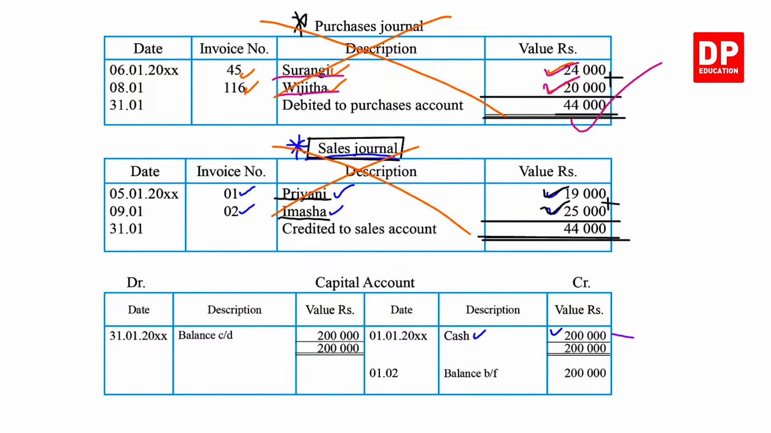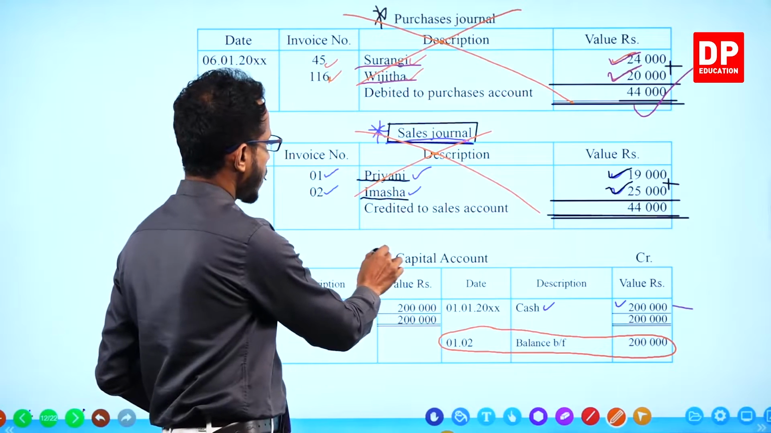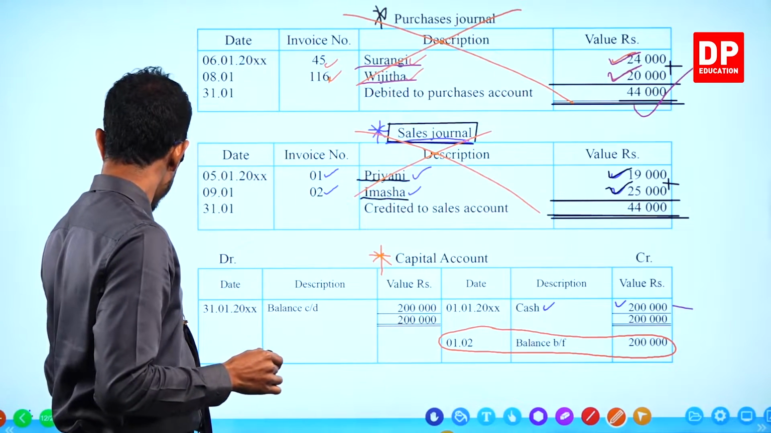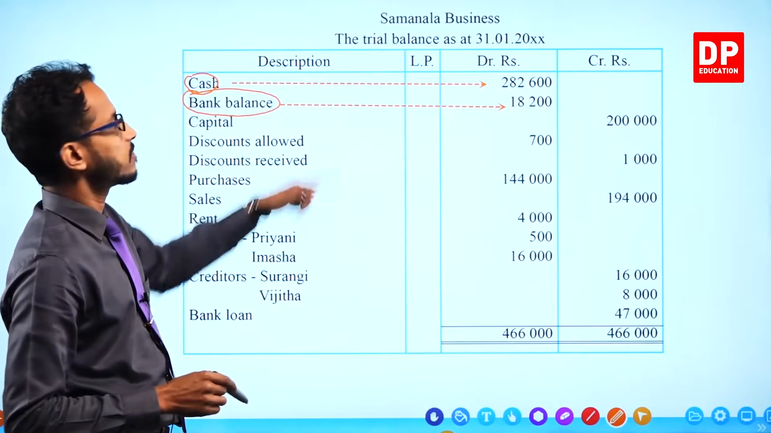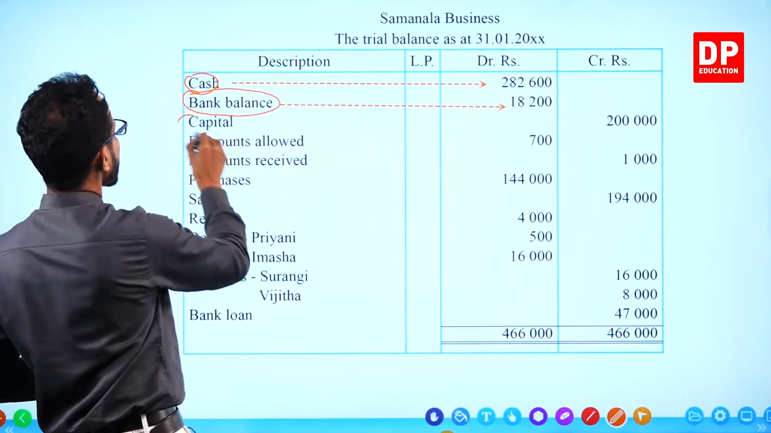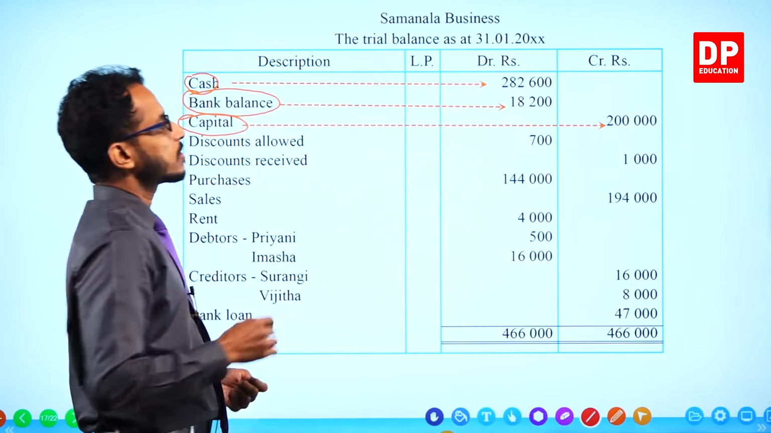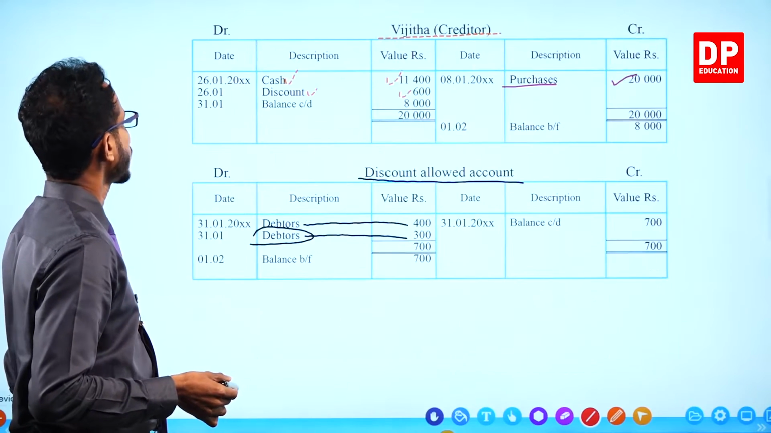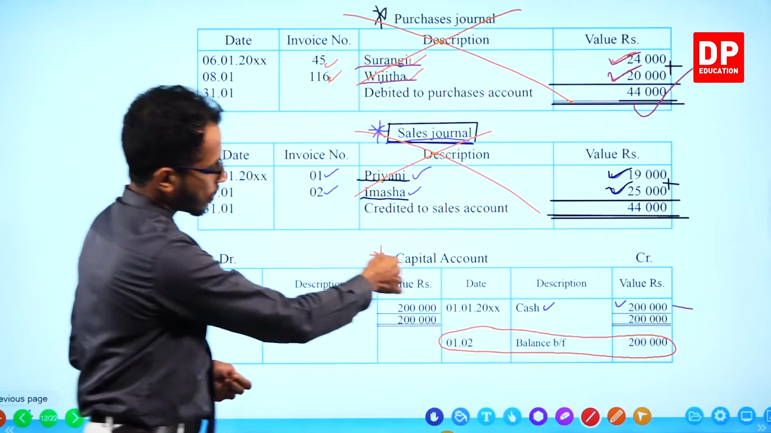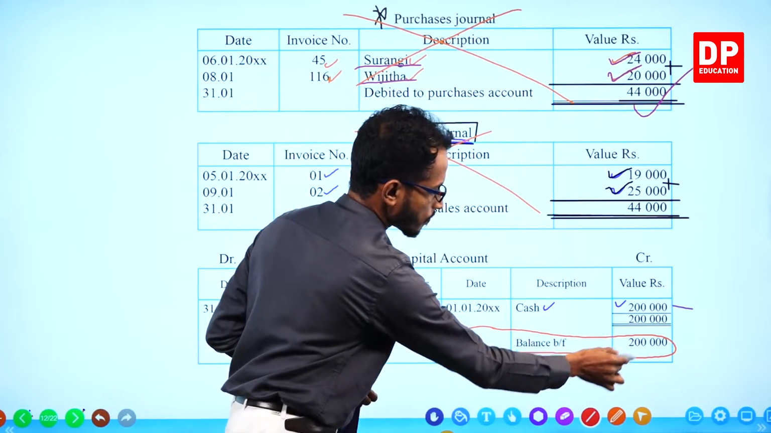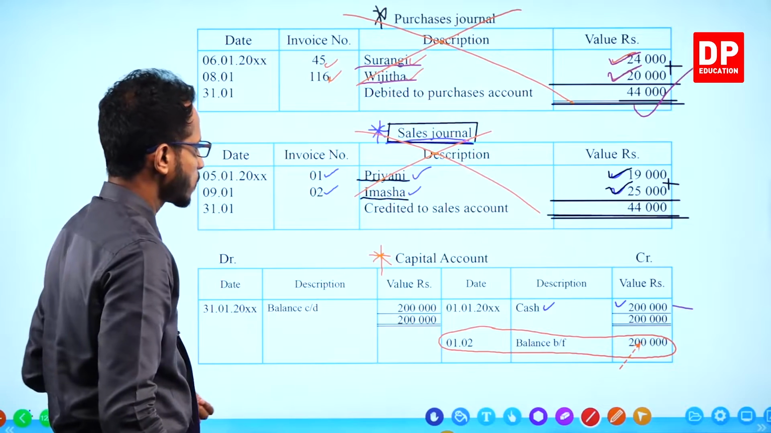There is an account here. In that account, balance is in the credit side. That is the capital account. Let's check whether we have the capital account in the trial balance. Trial balance is here. Capital. Yup, it's in the credit side, 200,000. See, capital account, credit side, 200,000. Okay, it's done. So we can tick it.